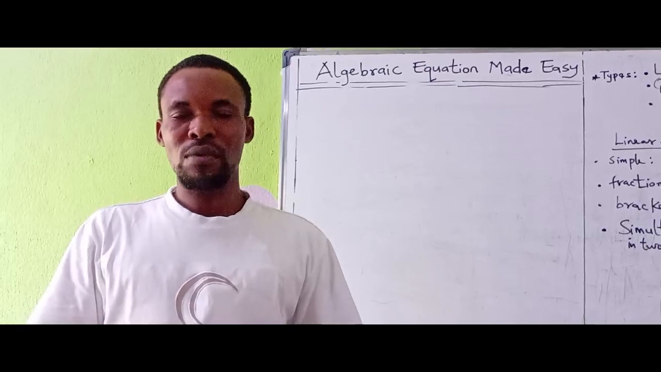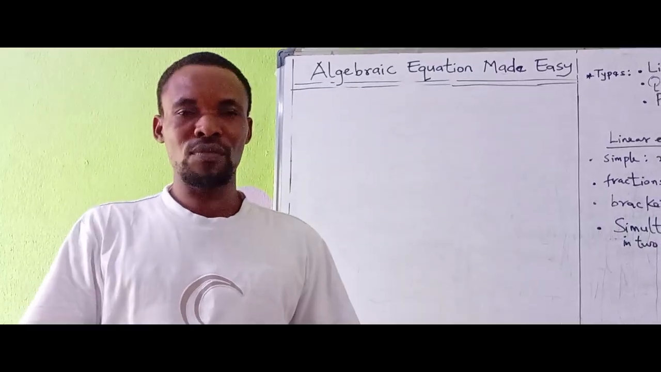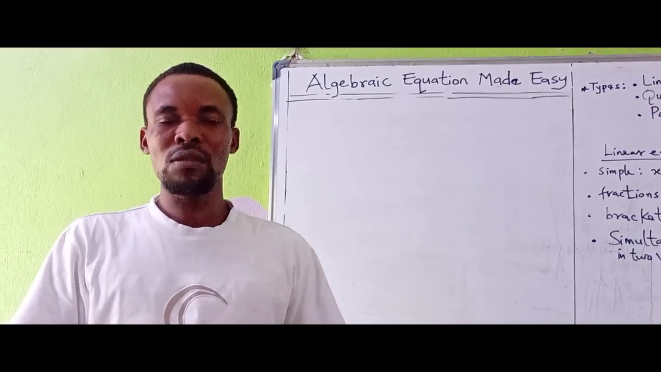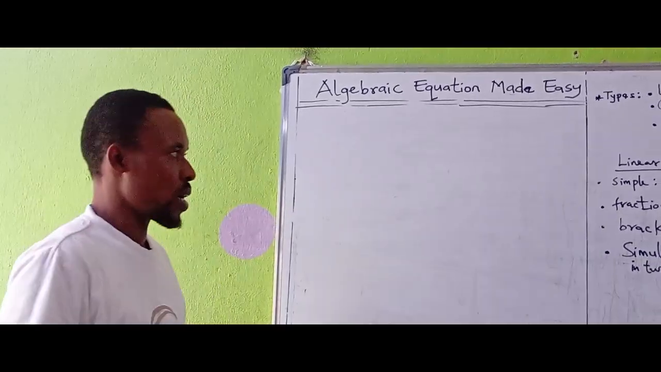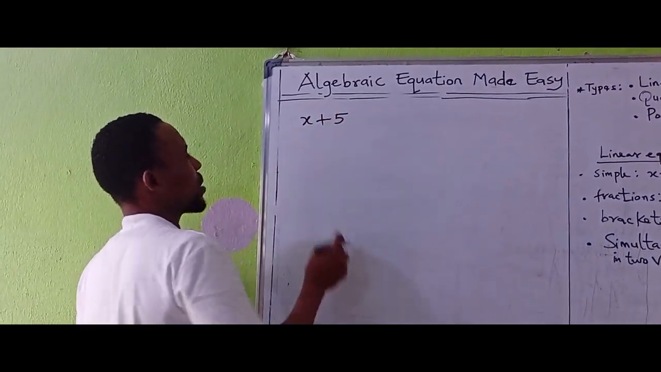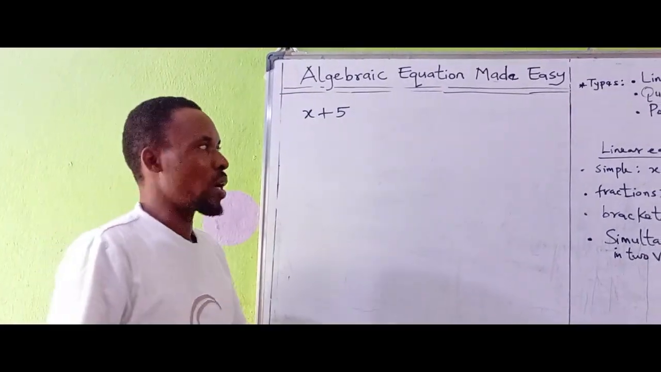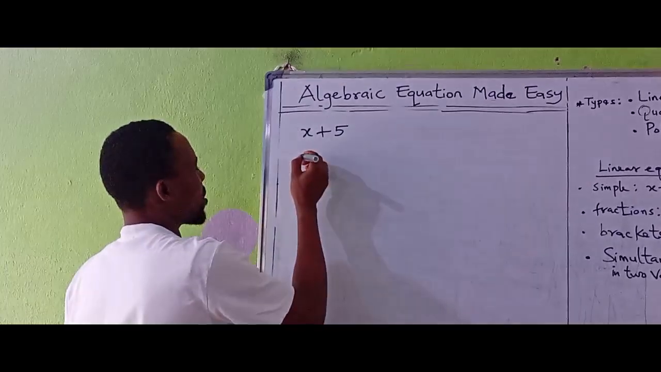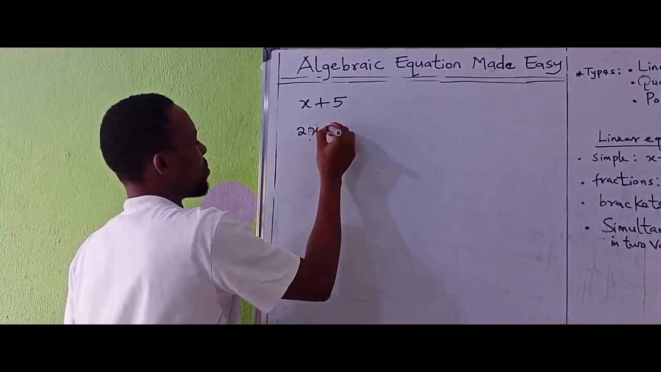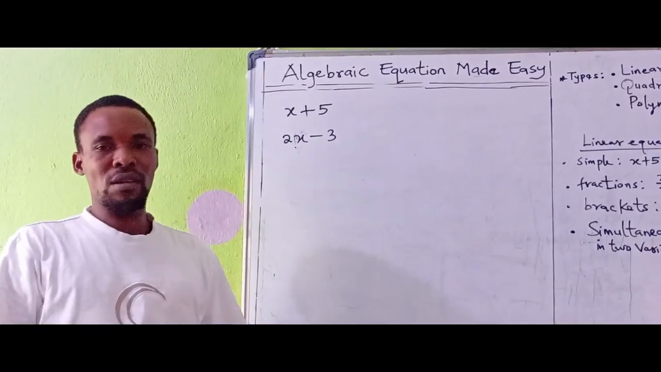Now, remember last time we talked about algebraic expressions, where I told you that it's a combination of variables and constants using operations, right? For instance, where I give you something like this, x plus 5, this is an algebraic expression. Again, let me give another example. Let's say we have 2x minus 3. Again, this is another algebraic expression.